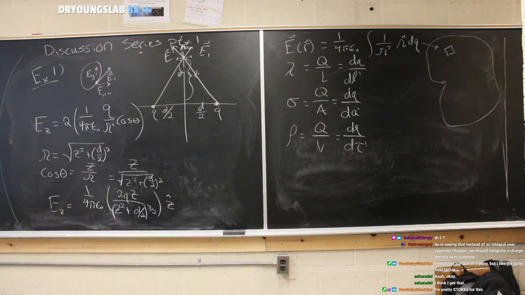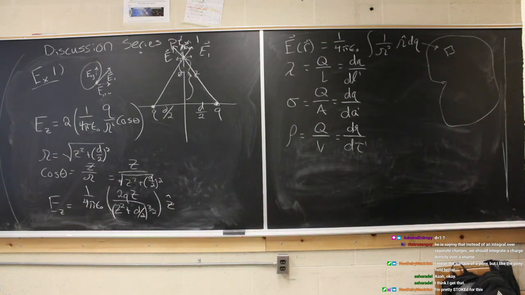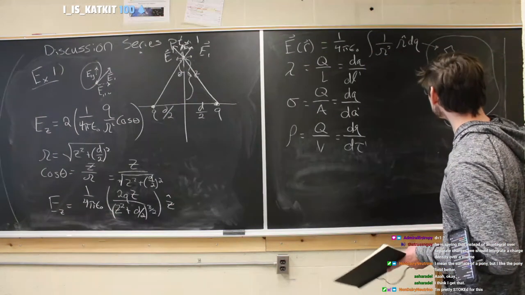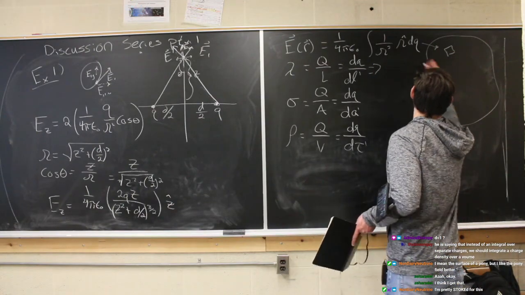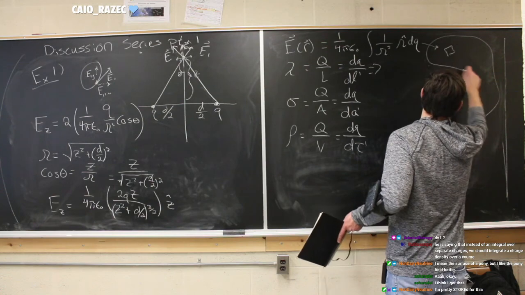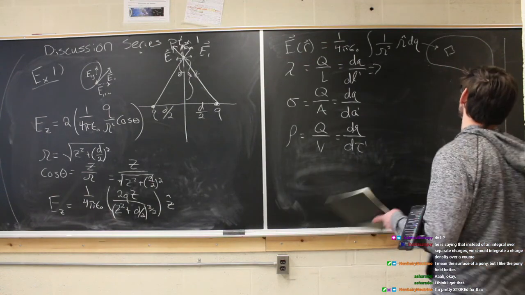Welcome to the channel. dq over d tau is going to be our volume density. Each of these is going to have an associated integral. Let's make a little bit more room. Our shape has morphed into a different arbitrary shape.